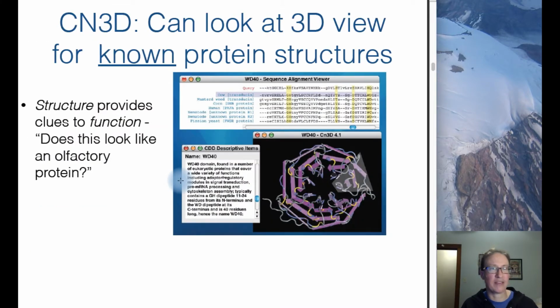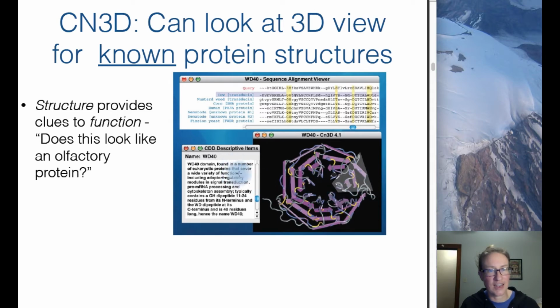That would bring us to something like CN3D, which provides a three-dimensional view of a known protein structure. What I've got here in this little window is a bunch of amino acid sequences rather than nucleotide sequences. This is lining up some new protein that I've discovered with motifs that are found in other types of proteins where we have a better sense of what that protein structure looks like. We can compare our query against other proteins in this database to start to get an idea of what kind of shape it has.